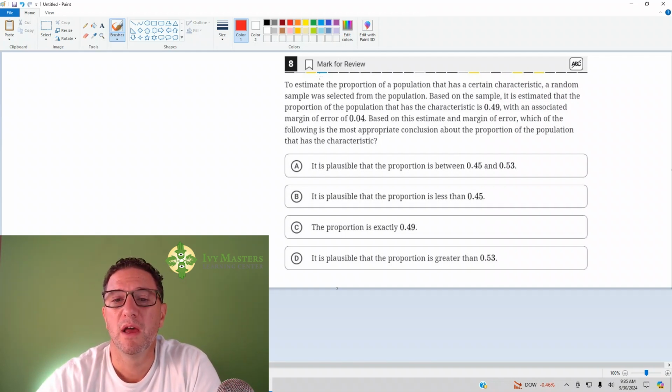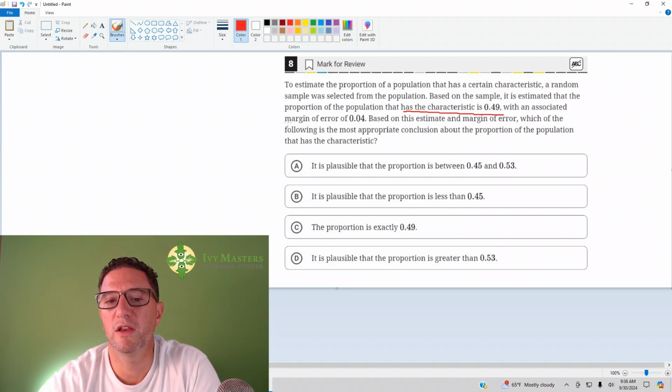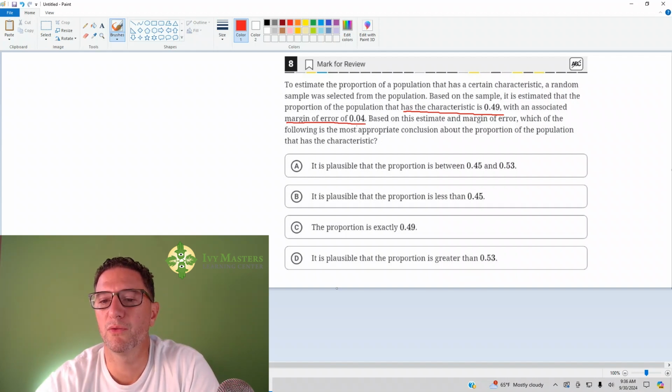Number 8 reads, to estimate the proportion of a population that has a certain characteristic, a random sample is selected from the population. Based on the sample, it is estimated that the proportion of the population that has the characteristic is 0.49 with an associated margin of error of 0.04. Based on this estimate and margin of error, which of the following is the most appropriate conclusion about the proportion of the population that has a characteristic?